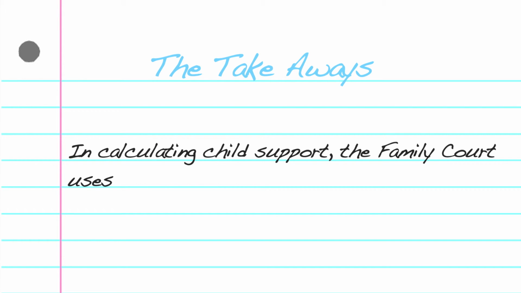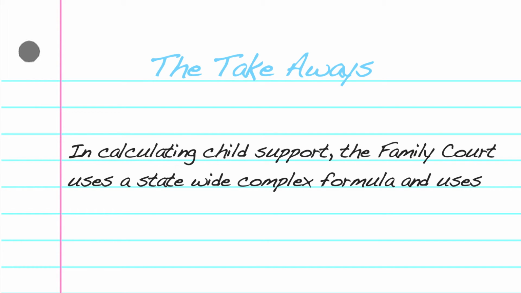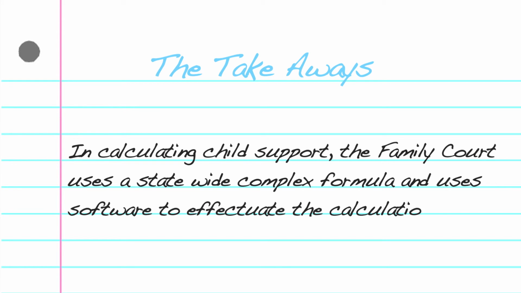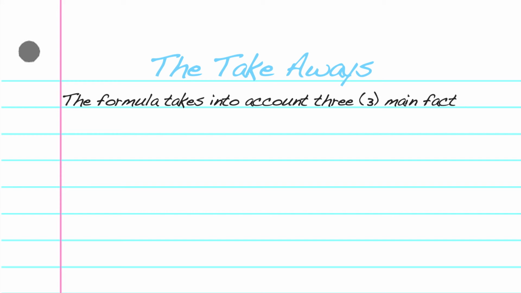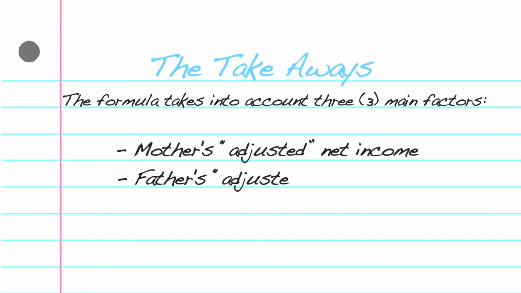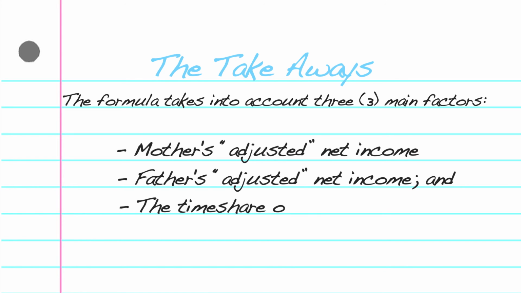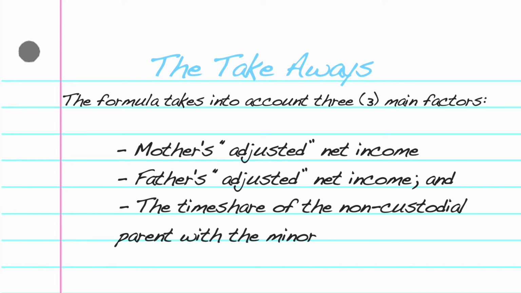The takeaways. In calculating child support, the family court uses a statewide complex formula and uses software to effectuate the calculations. The formula takes into account three main factors: mother's adjusted net income, father's adjusted net income, and the timeshare of the non-custodial parent with the minor children.